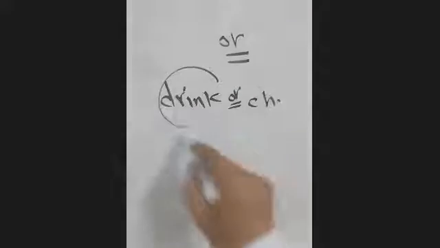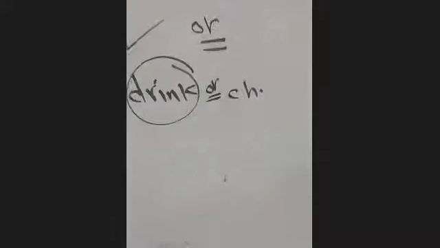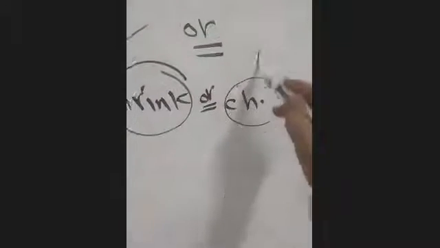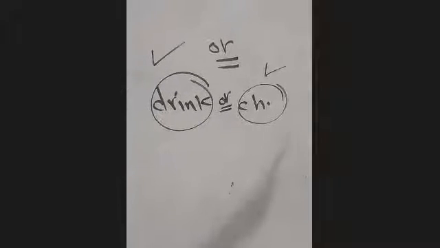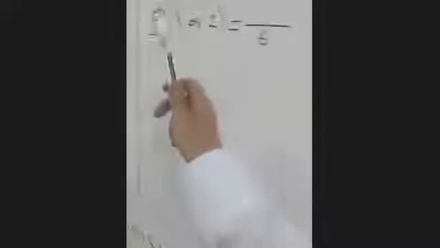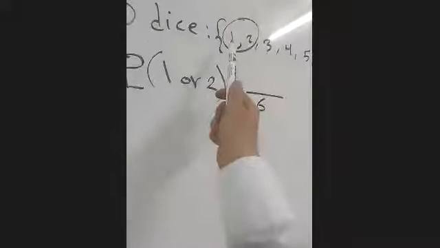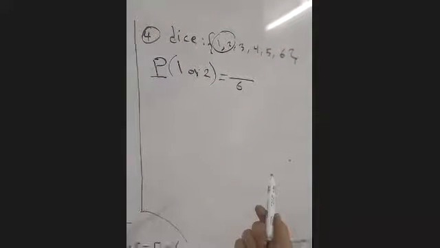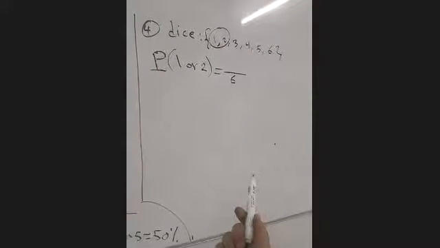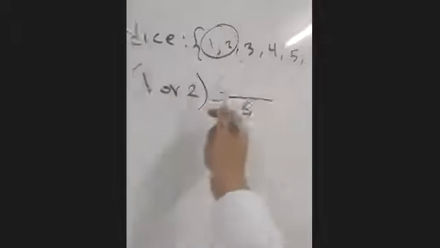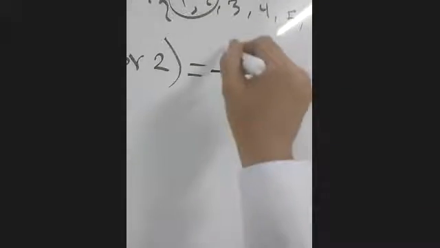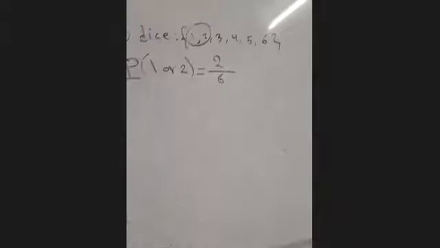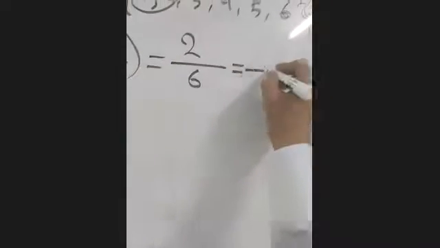If you bring a drink, okay. And if you bring chocolate, okay, right? So here, 1 or 2 means either 1 or 2, it's okay. So how many elements do we have in 1 or 2? 2 elements. So here it is 2 over 6. Got it? And you can make the simplest form for 2 over 6, which is how much?